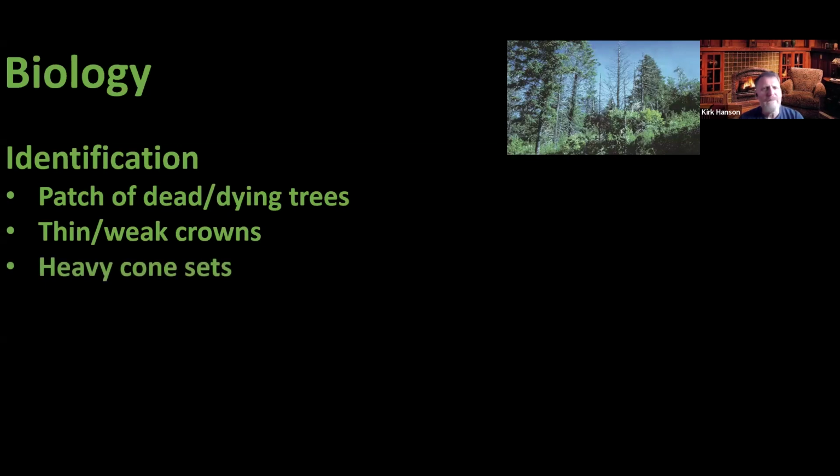Another clue is heavy cone sets. So these trees are stressed. And one of the stress responses in trees is to put on a cone set in order to begin replicating itself. And so if you see a particular tree that is putting on a heavy cone set year after year after year, that could be a clue that that tree is infected, because typically trees will only put on a cone set every 3 to 7 years or so.